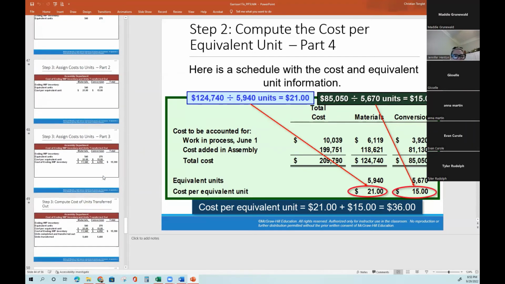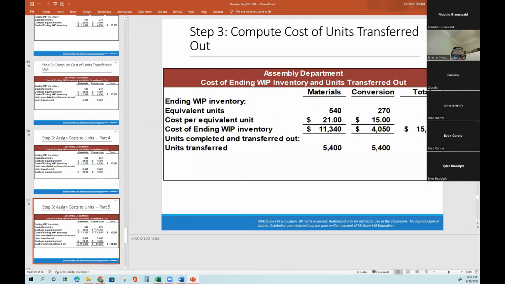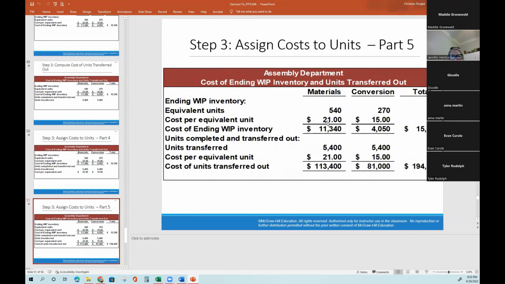Then we had to take that number, and let me go to this one because this gives us everything. I had to take that 21 and the 15 and use it based on what I calculated for my equivalent units. So I know that I had 540 equivalent units for my ending work in process inventory, and that 5,400 units were transferred out because that was given to me. This one was initially 900 units and it said 60% was complete. That's where the 540 is coming from.